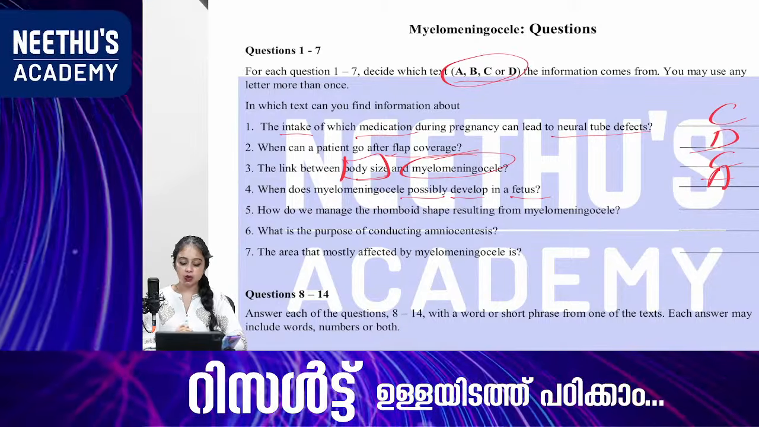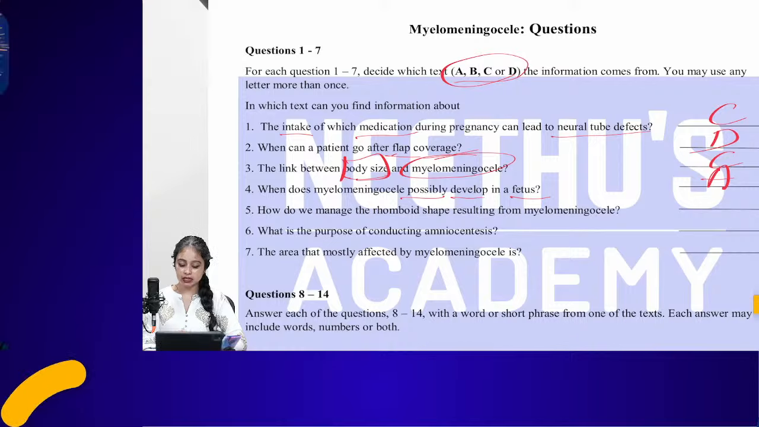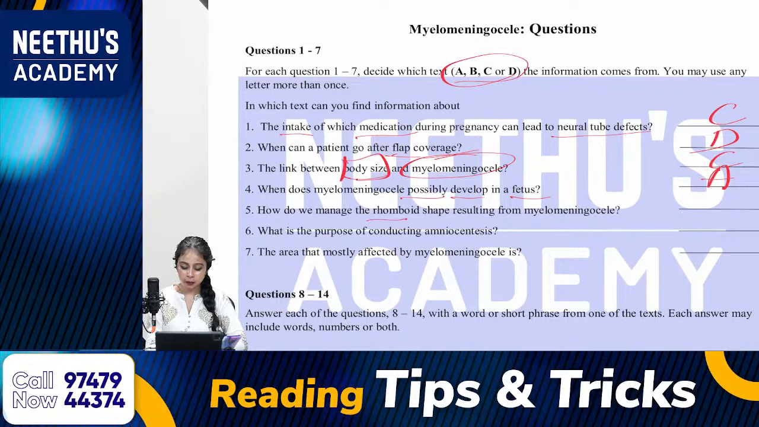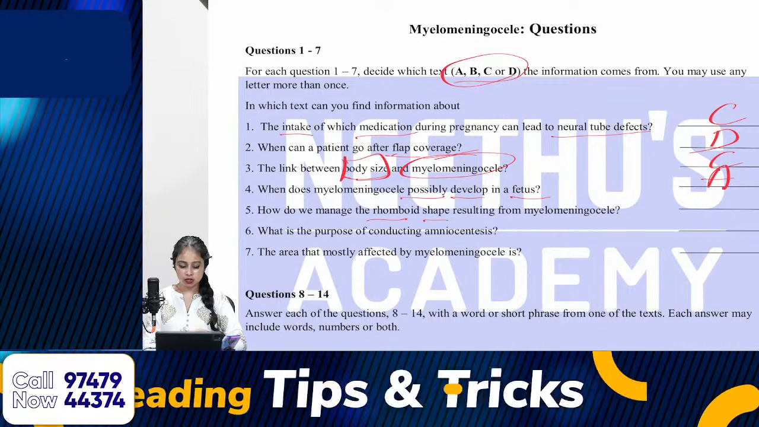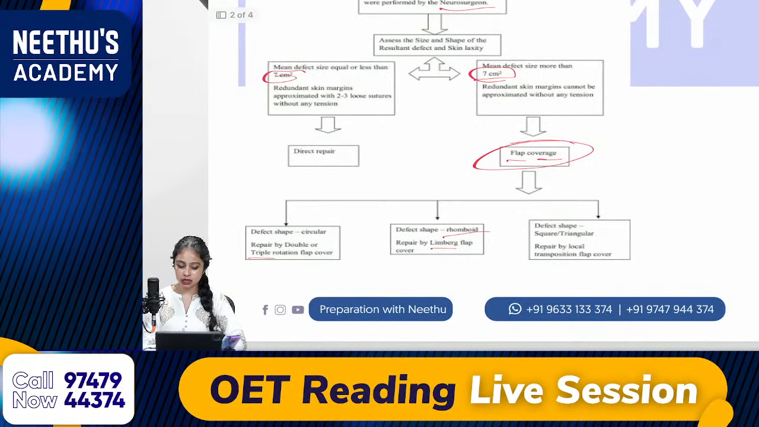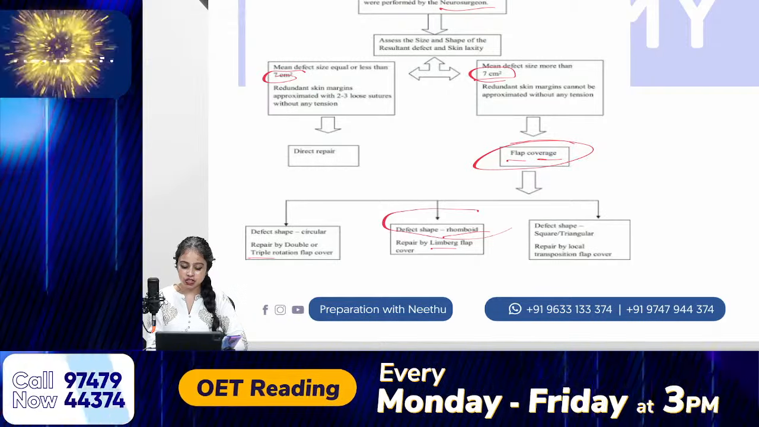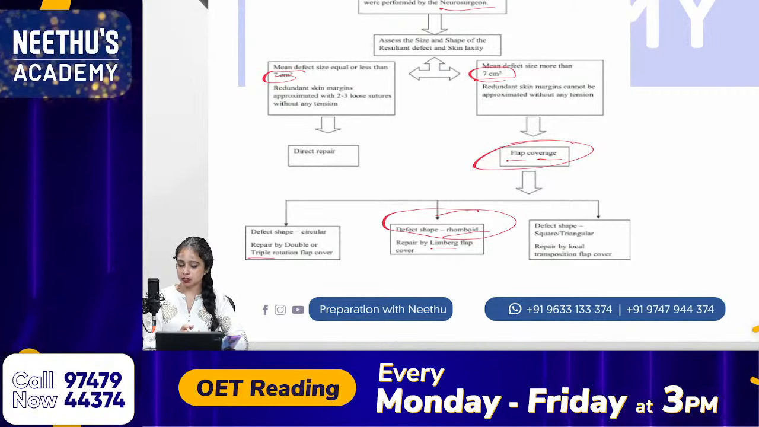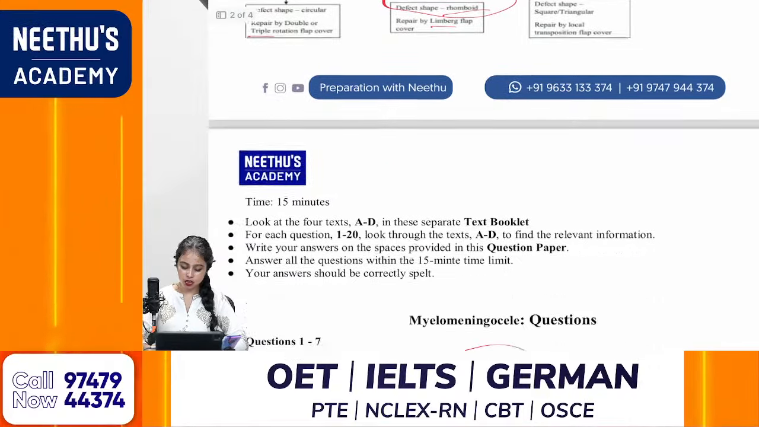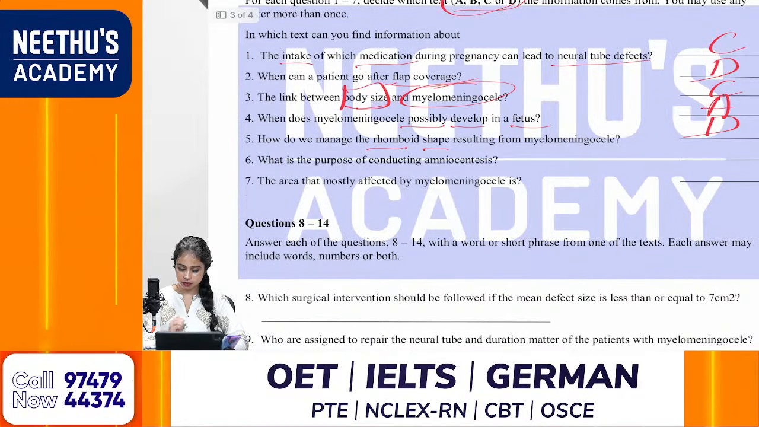Fifth one. How do we manage the rhomboid shape resulting from spina bifida? So my keywords are rhomboid and shape. Where this particular term rhomboid is mentioned, that is from text D, as you can see here. See, defect shape rhomboid. I've already marked that keyword, so it was easy for me to identify which text. So that answer should be text D.